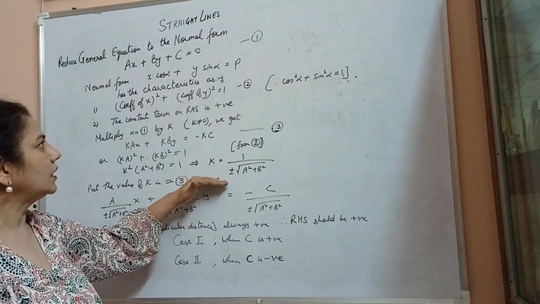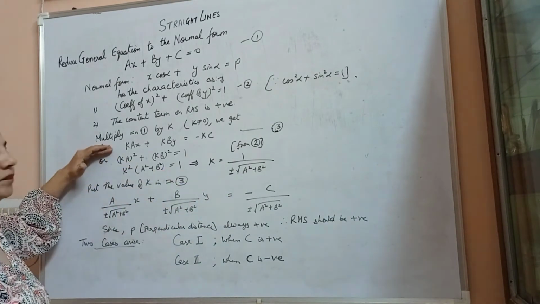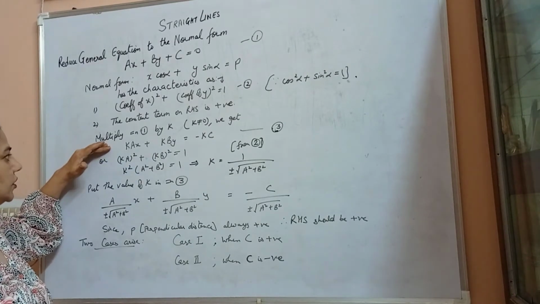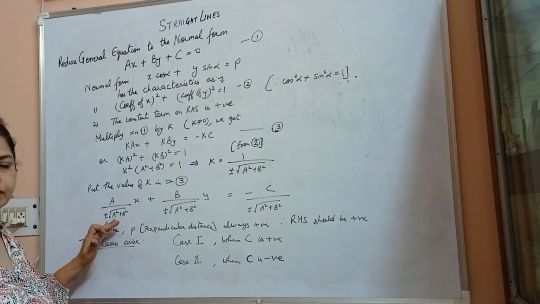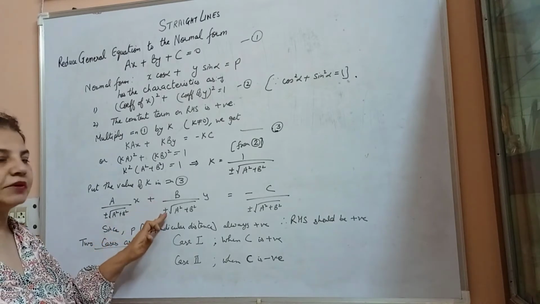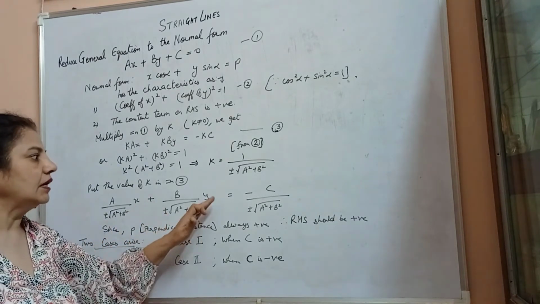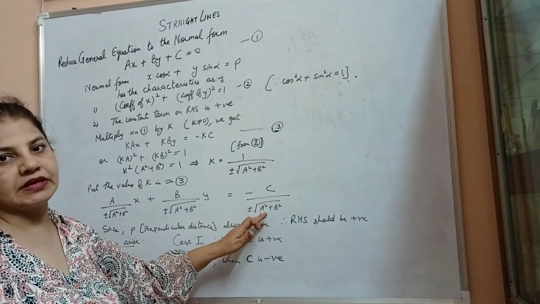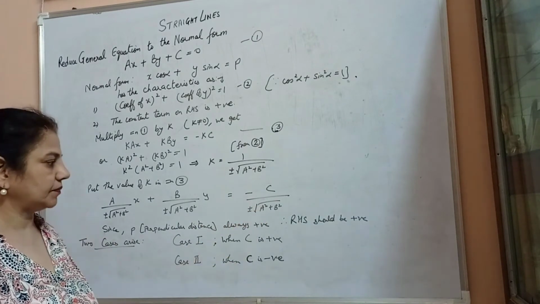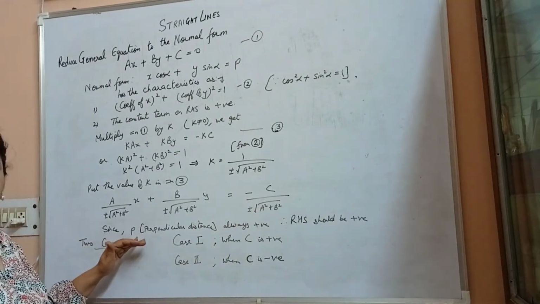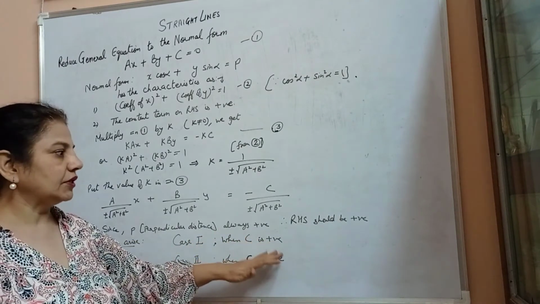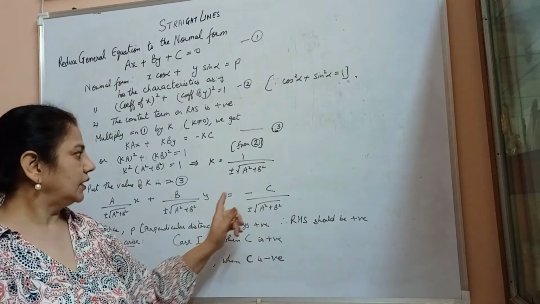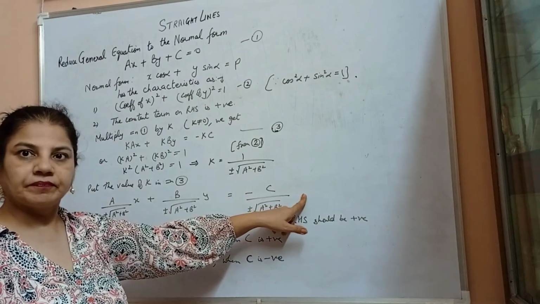Substitute the value of k in equation number 3. So this reduces to a upon plus minus under root a square plus b square x plus b upon plus minus under root a square plus b square y is equal to minus c upon plus minus under root a square plus b square. Where p is the perpendicular distance that we already discussed, which is always positive. Therefore, the right hand side in this case should be positive.